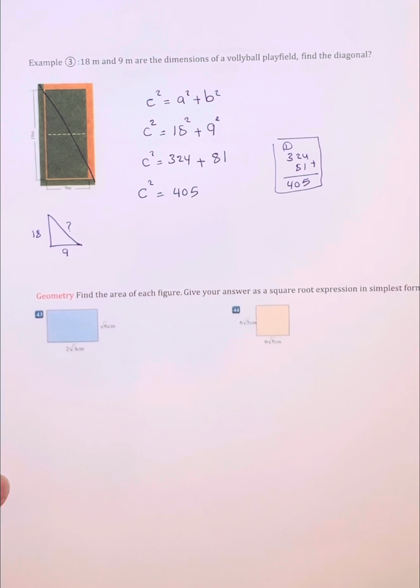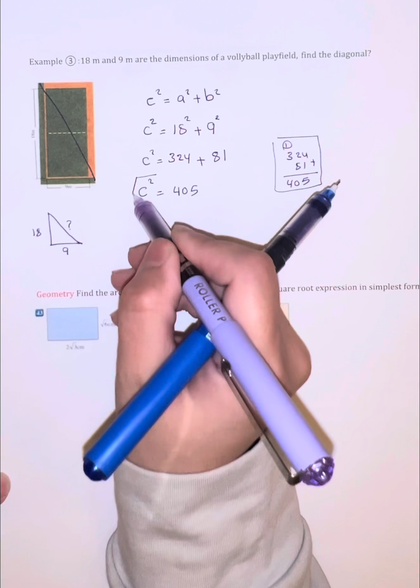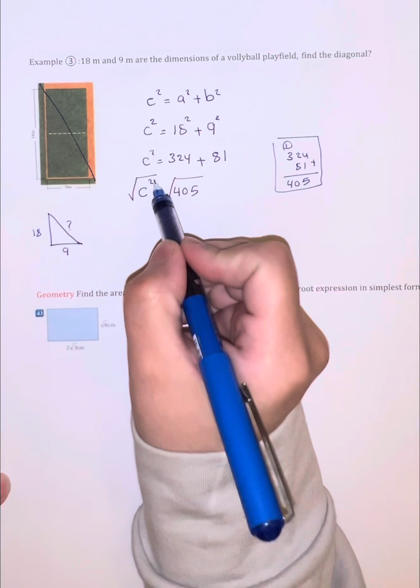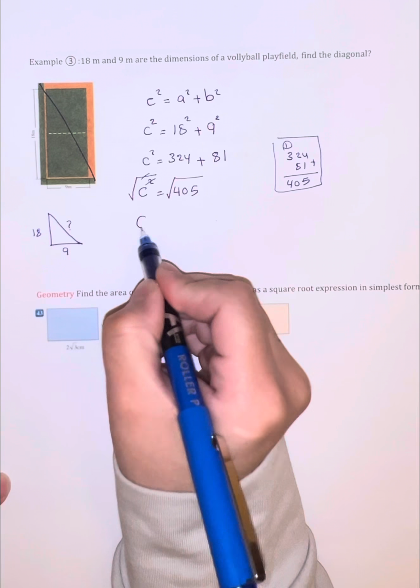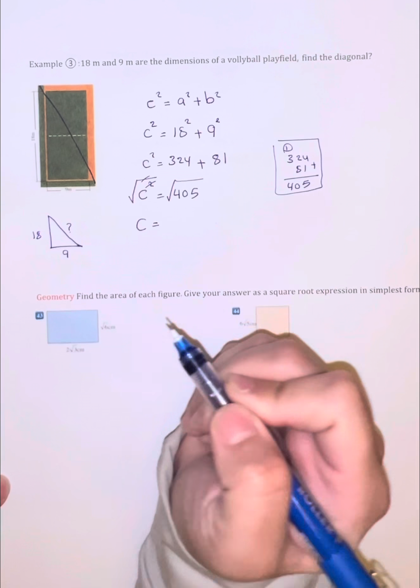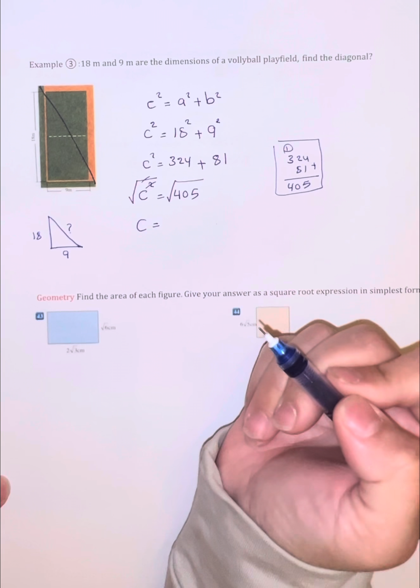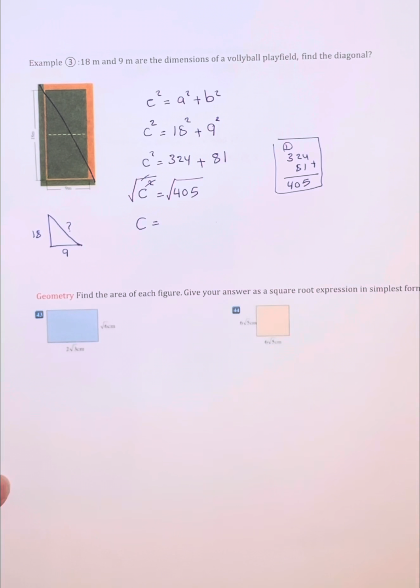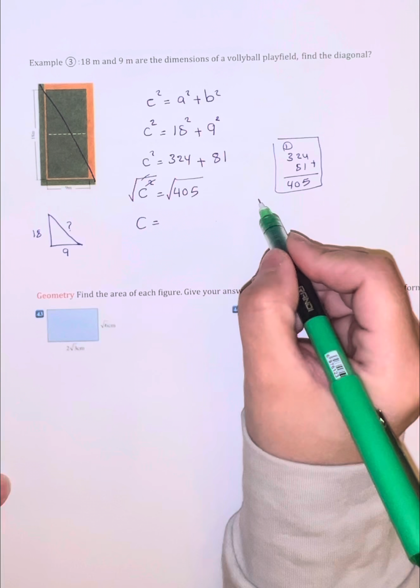Now, to cancel this square, we need to take a square root, okay? Square cancels with square root, we get just C equals. This is not a perfect square, right? So we need to factorize it, okay?